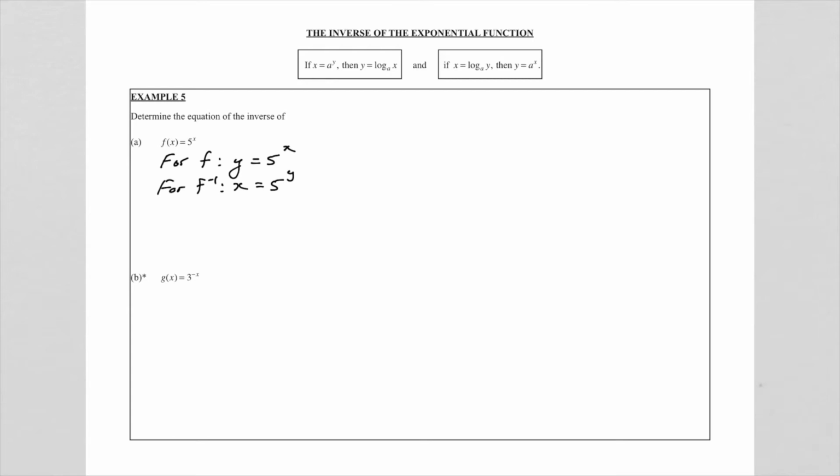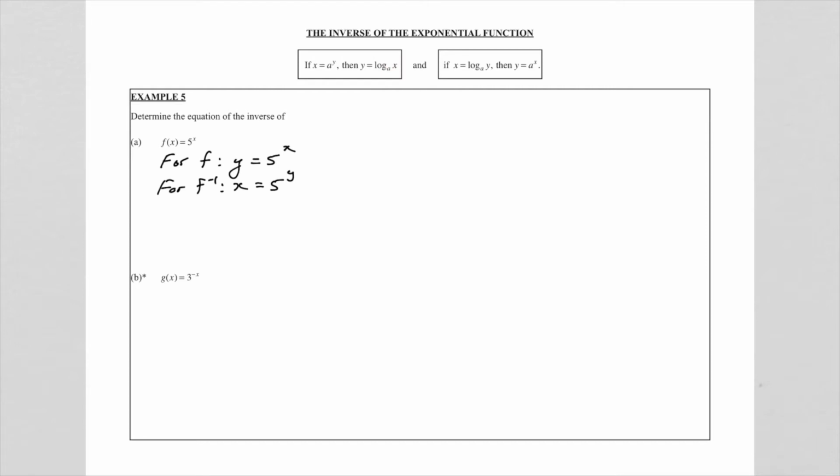Now we need to find y, and to do so, we're going to use this definition right here at the top. You can see that this one says that if x = a^y, then y = log x base a. So the inverse of the exponential function will give us a log function. So x = a^y, then y = log x base a. And in our example, a is 5.